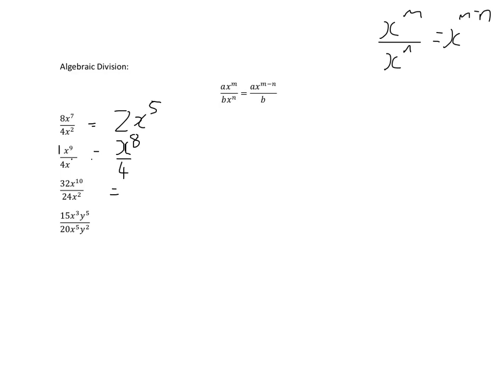Okay. Now, sometimes you'll need to simplify the fraction. So that 1 over 4 we couldn't simplify, but 32 over 24 we can. If we divide top and bottom by 8, I'm going to get myself 4 over 3. Okay. Sorry for the pause there. 4 over 3, and then I'm going to take x to the 10 divided by x to the 2. Okay, we're subtracting powers. 10 minus 2 is 8.